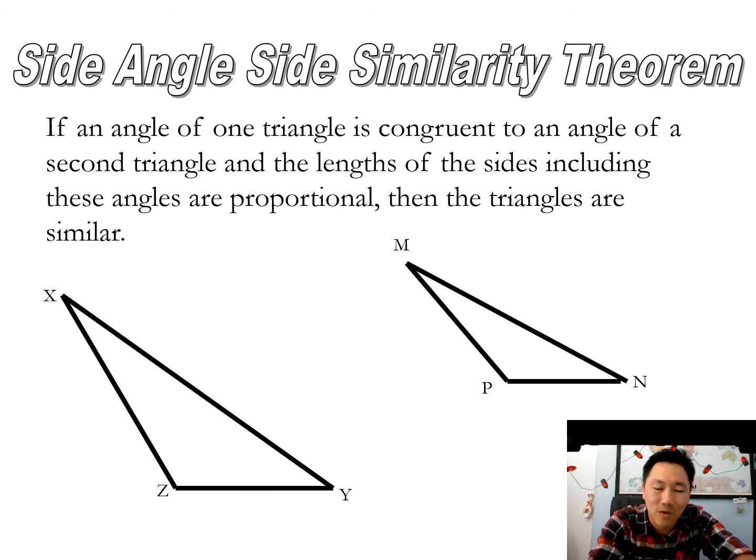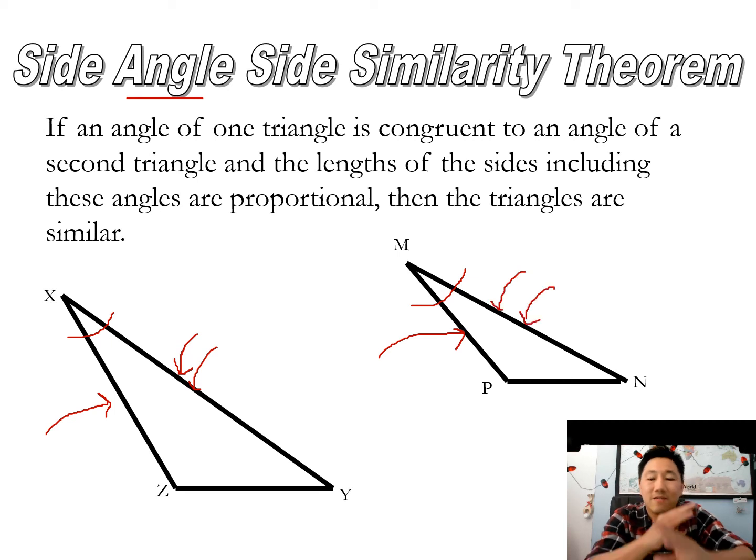All right, so what it means is, if you can find one angle, let's say angle X and angle M, let's say that they are equal to each other. That's one step. Then the side, if you take that and you compare it to that, and then you take this side and compare it to this side, and if they're proportional, then you have similar triangles. Let's do an example.